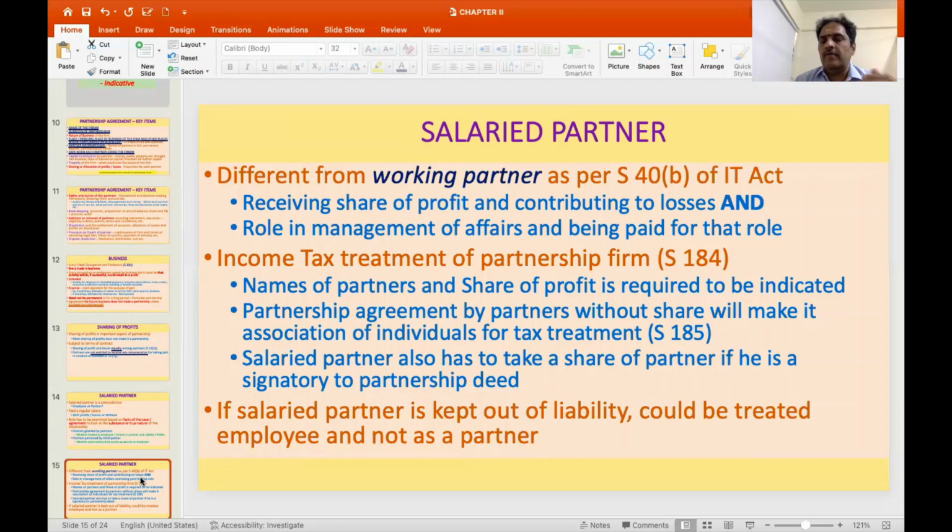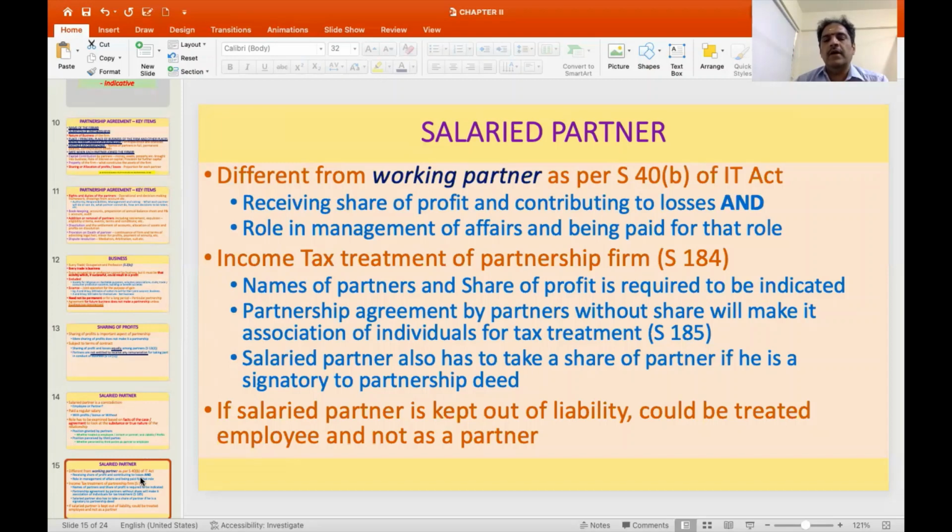Then the concept of salaried partner is different from a working partner as per section 40 of the Income Tax Act. So a working partner is one who is receiving share of profits and contributing to losses, and he has a role in the management of affairs of the firm, and he is being paid for that role. So then he will become a working partner.